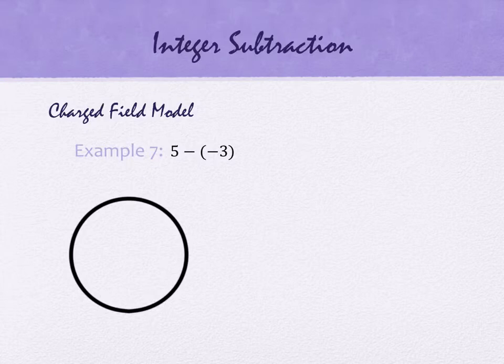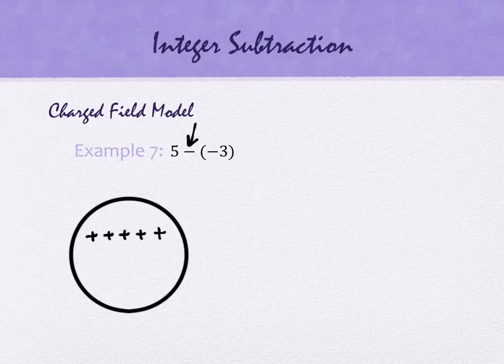All right, so how did you start? How many pluses did you put in there? 5. Fantastic. We had 5 pluses to start. And the description says that I'm supposed to do what? What does this minus right here mean? Take away. And this says I'm supposed to take away what? 3 negative chips. And there are not 3 negative chips in my diagram to take away, correct?